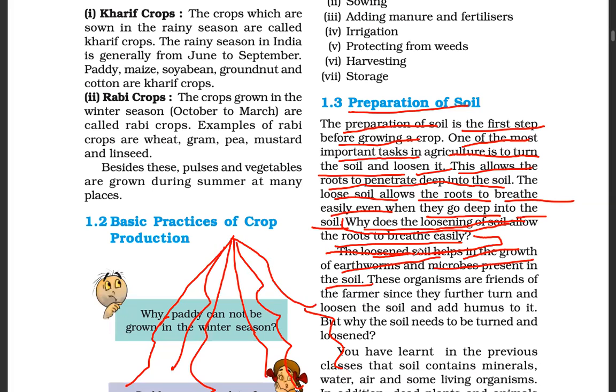The loosening of soil helps in the growth of earthworms and microbes present in the soil. These organisms are friends of farmers since they further turn and loosen the soil and add humus to it, right? They add humus to it. Earthworms and microbes are called friends of farmers.